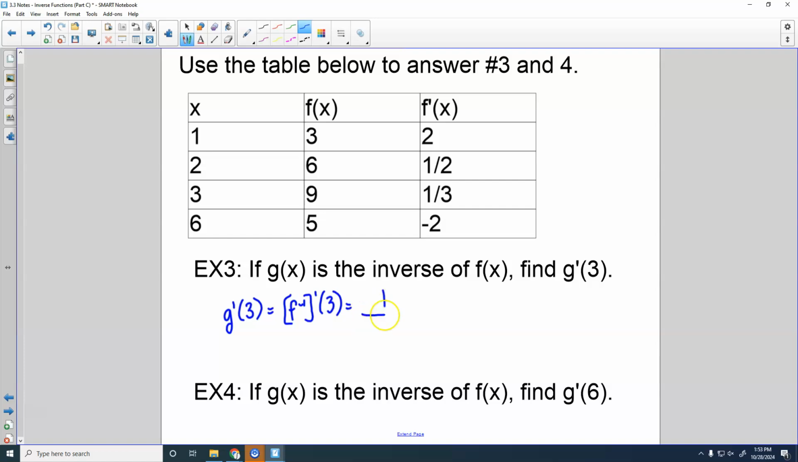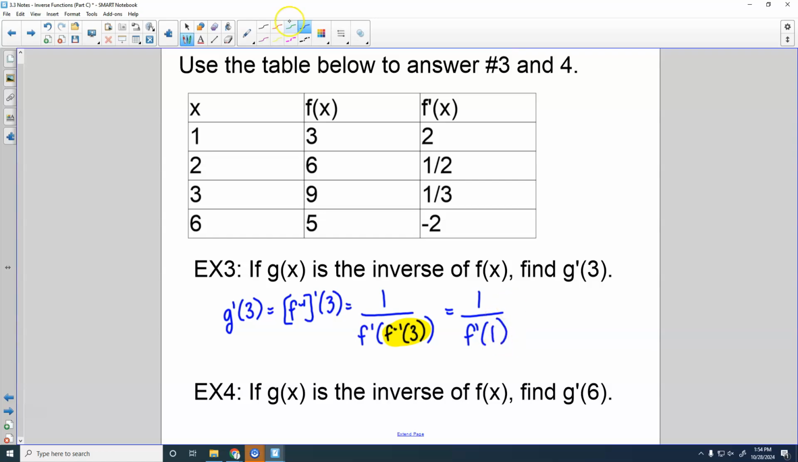So it's 1 over f prime of f inverse of 3. So what you're trying to do there first is find f inverse of 3. This somehow really used to confuse me badly on what exactly to do at this point. But hopefully I've taught it to you better than I used to teach it. So what would f inverse of 3 be? It's going to be 1. So we got 1 over f prime of 1.